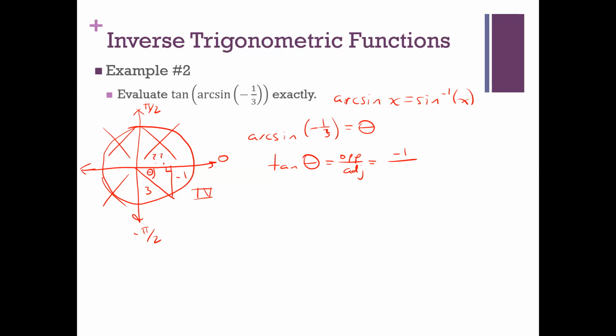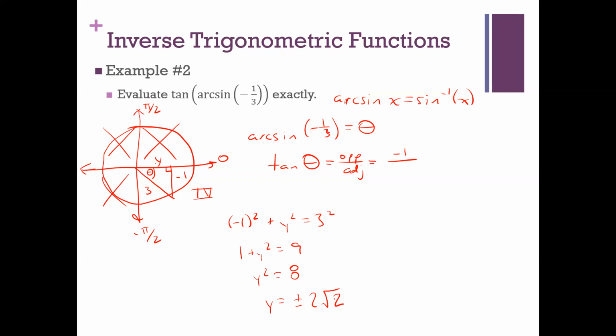Can we find that adjacent side? How do we do that? So I got -1 squared plus y squared equals 3 squared. So I get 1 plus y squared equals 9. Y squared equals 8. And I get y equals plus or minus 2 radical 2.